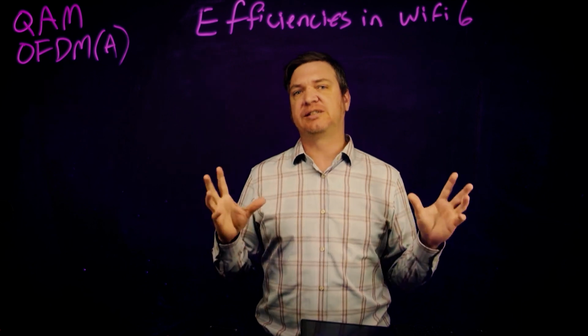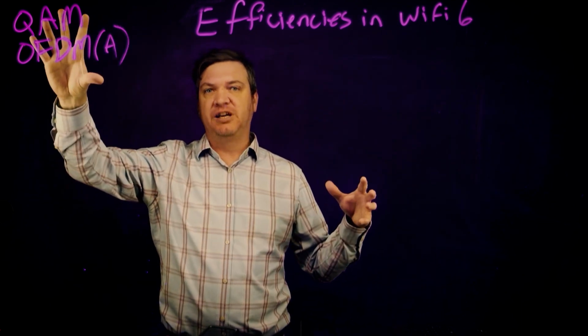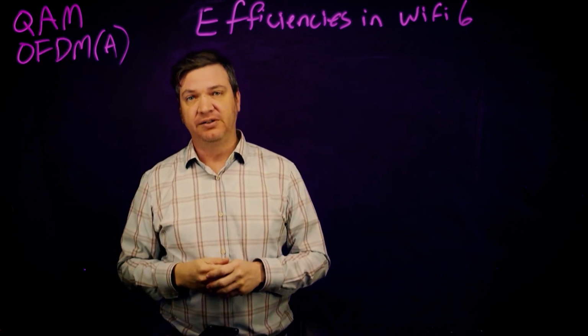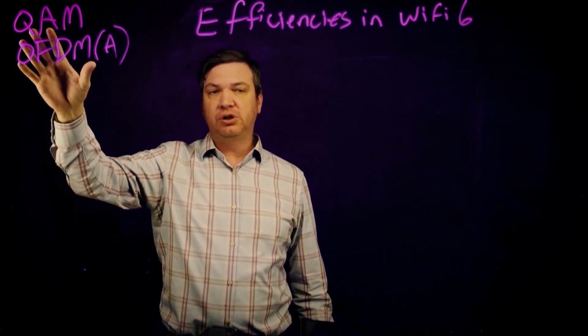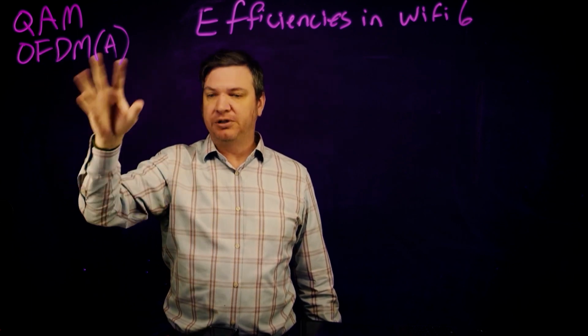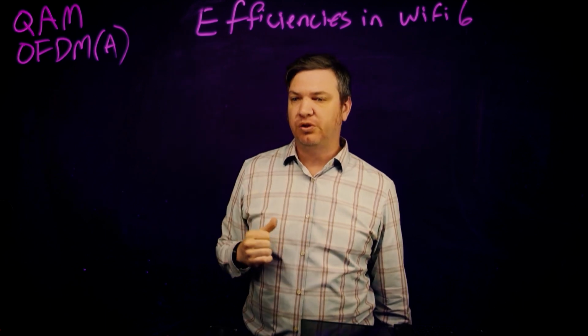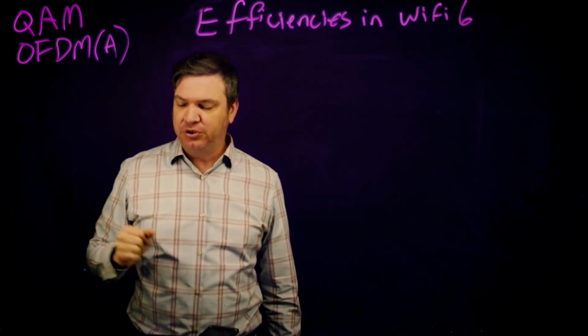So today we're going to dive into two technologies, which is a very small sample of the things that allow us to do this within Wi-Fi 6. The first is quadrature amplitude modulation, and the other one is orthogonal frequency division multiplexing, or in Wi-Fi 6, multiple access. So we'll get started with quadrature amplitude modulation.